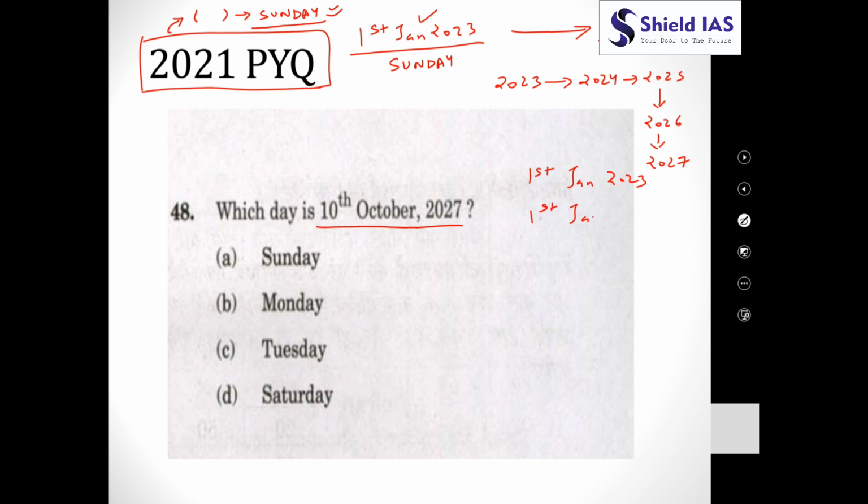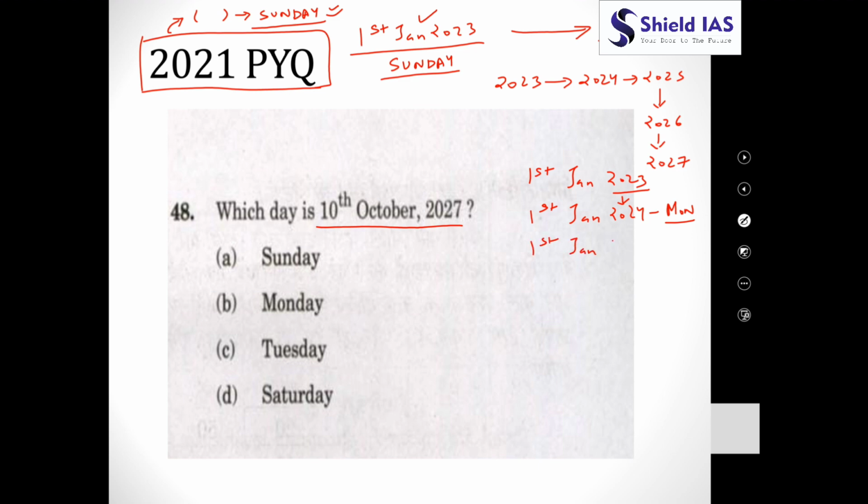After crossing 1st January 2023, on 1st January 2024, what will you get? You will get Monday. How Monday? You are only crossing 1 year. So you will add 1 day to your initial day, that is Sunday. So 1st January 2024 was Monday.